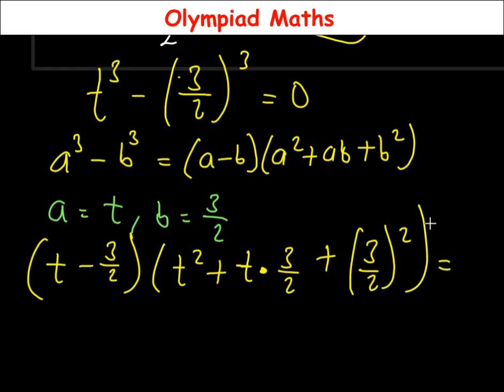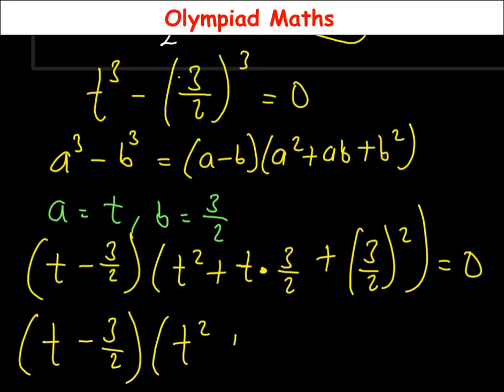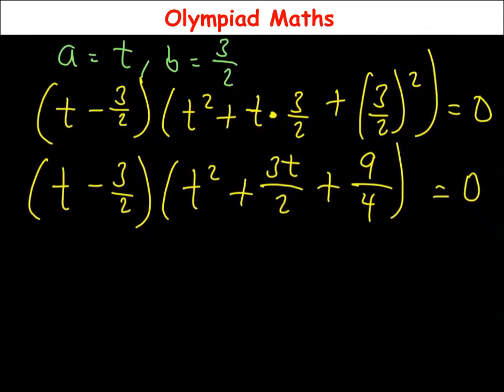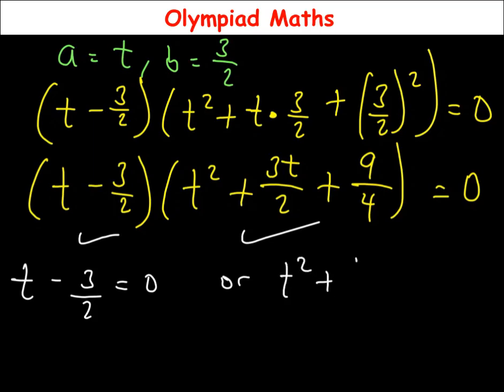Now this is equal to 0. So from here, we have, in brackets, t minus 3 over 2 multiplied by t squared plus 3t over 2 plus, we open the bracket, 3 squared is 9 over 2 squared is 4, all equal to 0. With this, at this junction, we can equate this to 0 and also equate this to 0. So t minus 3 over 2 is equal to 0, or t squared plus 3t over 2 plus 9 over 4 is equal to 0.